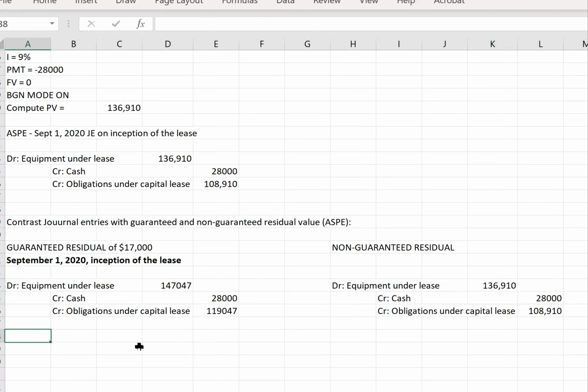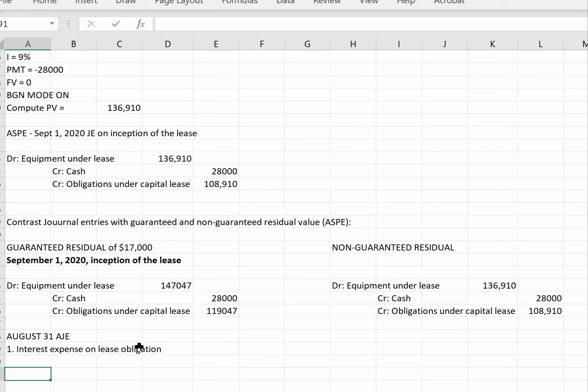Okay, so then we're going to have the August 31st adjusting entries. So the first one is going to be to record interest expense on the lease obligation.